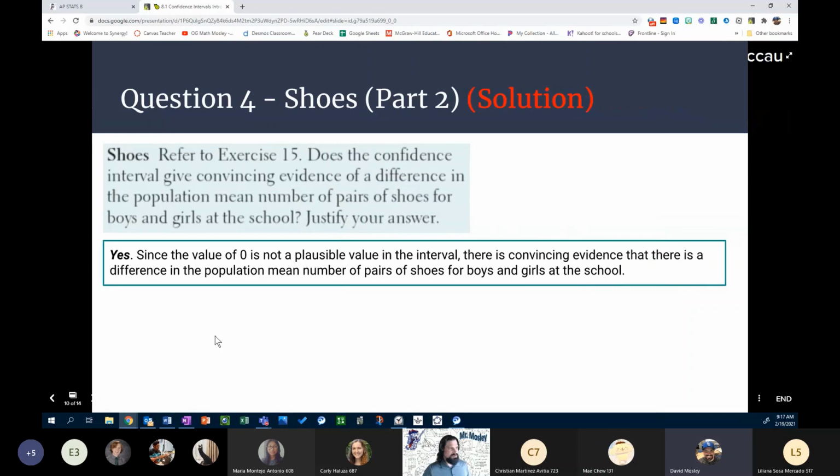So that's what we get as our solution here. Yes, all right, we have convincing evidence. Since the value of 0 is not a plausible value in the interval, there is convincing evidence that there is a difference in the population mean number of pairs of shoes for boys and girls at the school. We can confidently rule out no difference as a plausible answer. Therefore, we have evidence that there is a difference.